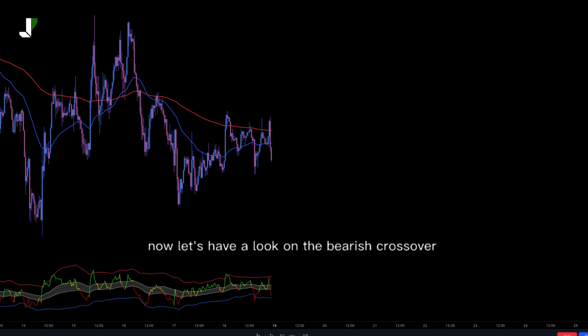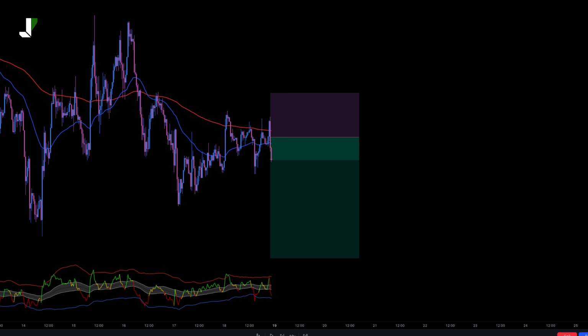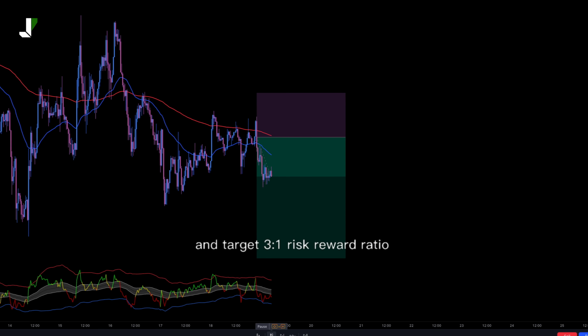Now let's have a look at the bearish crossover. The 50 EMA crossing down through the 200 EMA. Price pulls back and here the candle closes below the 50 EMA. While it's still below the 200, the RSI has not crossed the top Bollinger Band. It crosses and closes below the dispersion band. Here's our entry candle. Stop loss above the recent high and target 3-to-1 risk-reward ratio.